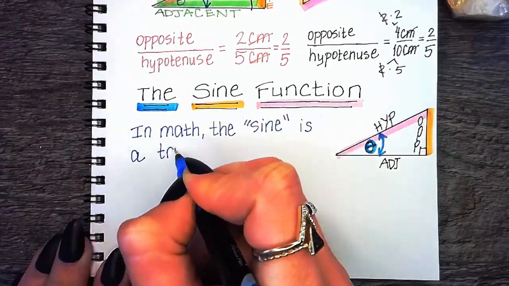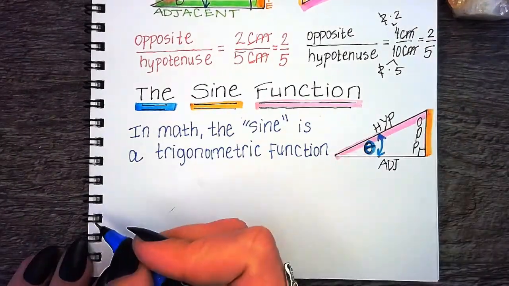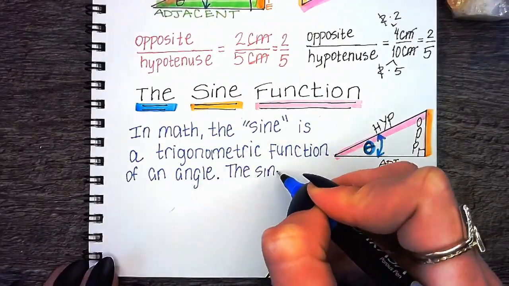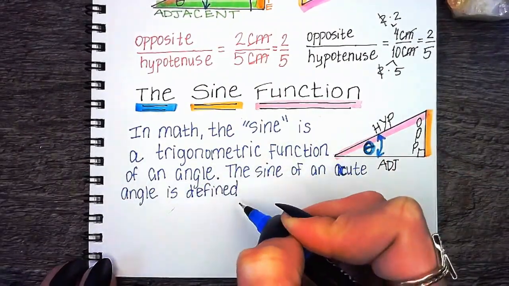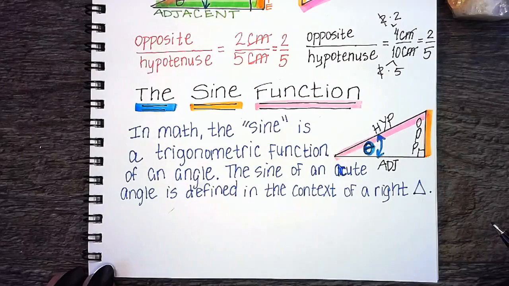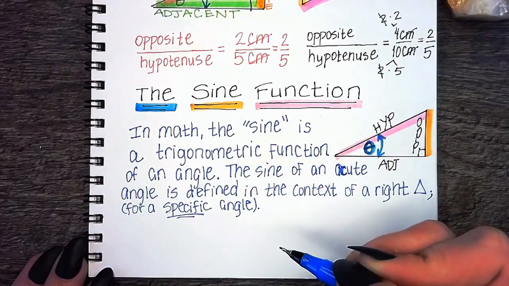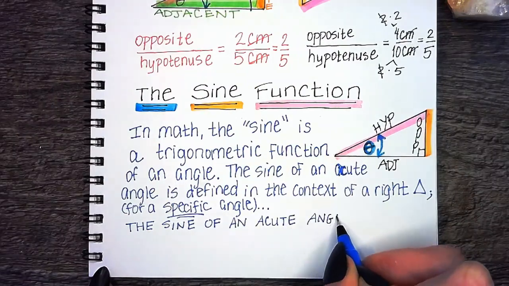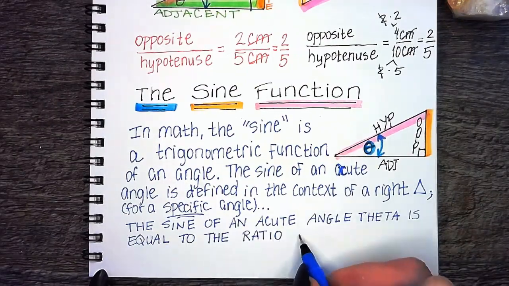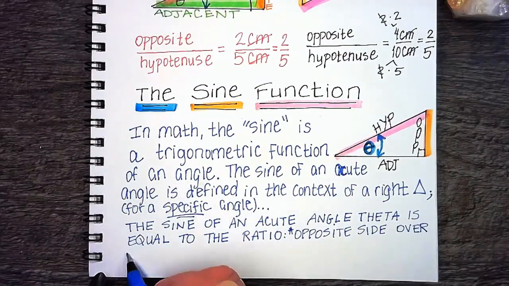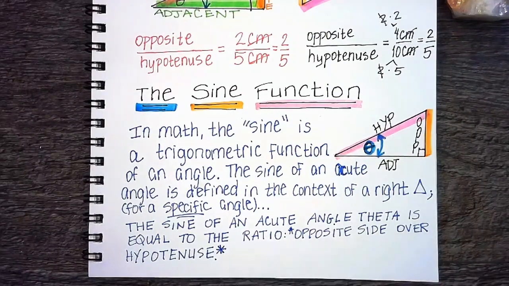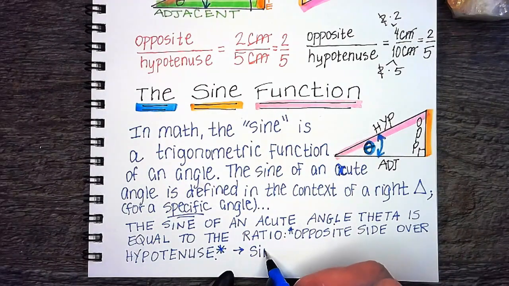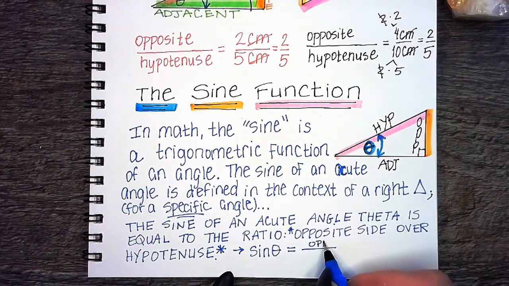In math, the sine is a trigonometric function of an angle. The sine of an acute angle is defined in the context of a right triangle for a specific angle. The sine of an acute angle theta is equal to the ratio opposite side over hypotenuse. Algebraically, we write that out as sine theta equals opposite over hypotenuse.